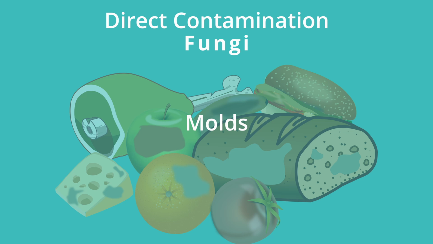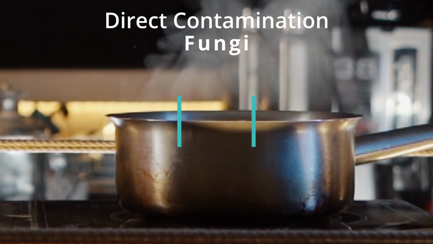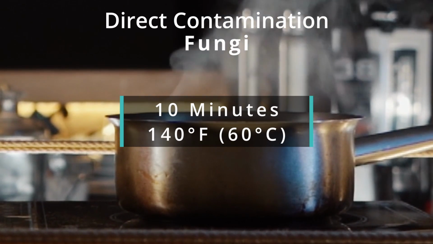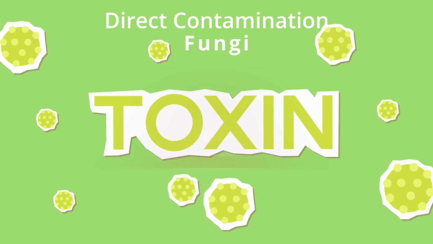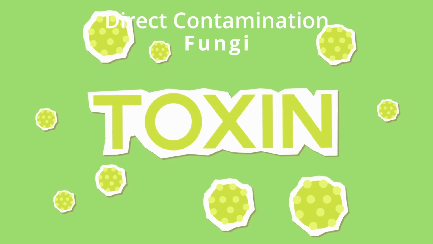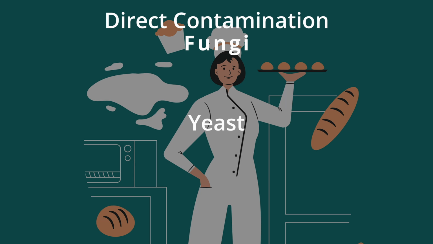Mold can grow in almost any environment, but can be destroyed by cooking a food for 10 minutes at 140 degrees Fahrenheit or 60 degrees Celsius. However, the toxins they have already produced are heat resistant. The second type of fungi is yeast.